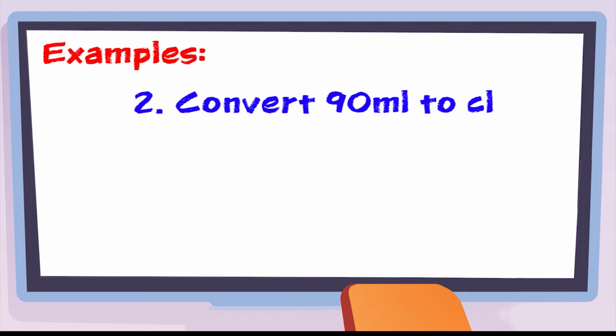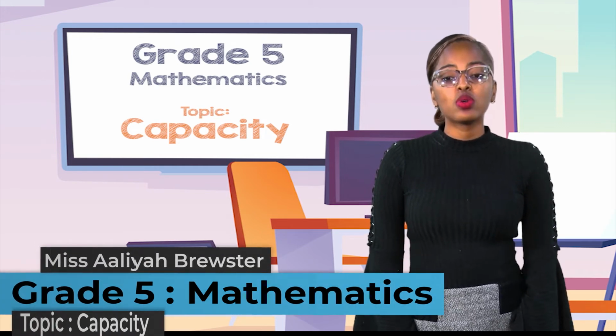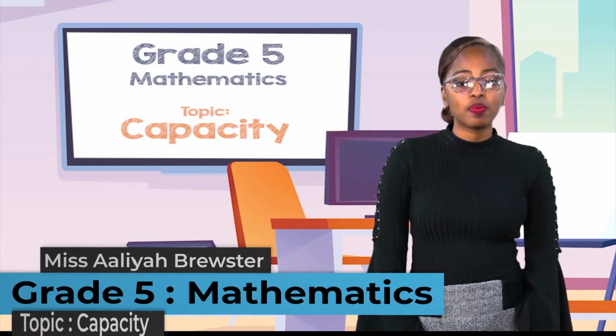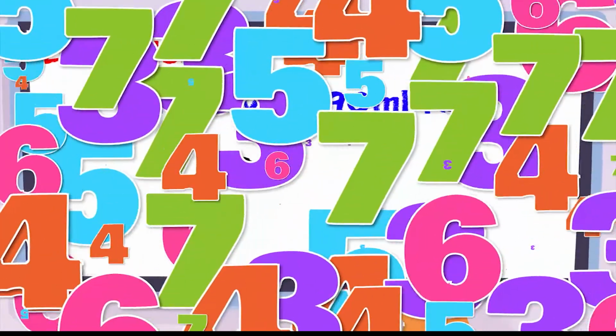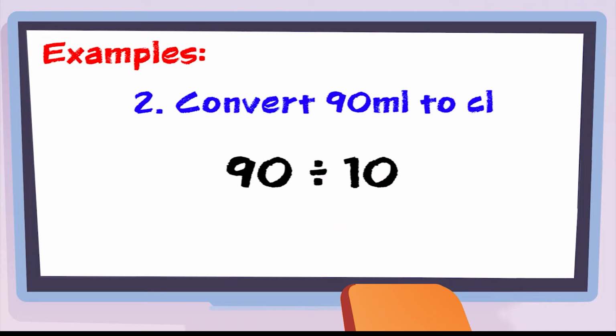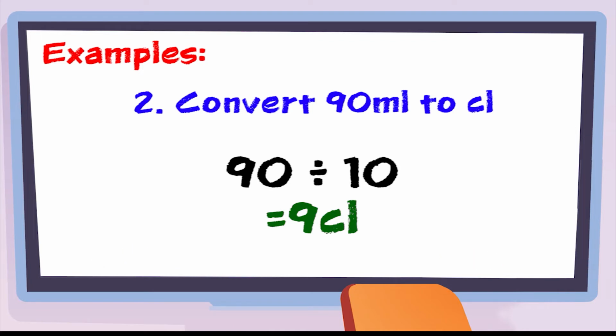For the second example, we're asked to convert 90 milliliters to centiliters. In this example, we're converting a smaller unit of capacity to a larger unit of capacity. So, we must divide. We have to divide 90 by 10 because 1 centiliter is equivalent to 10 milliliters. The answer here would be 9 centiliters.